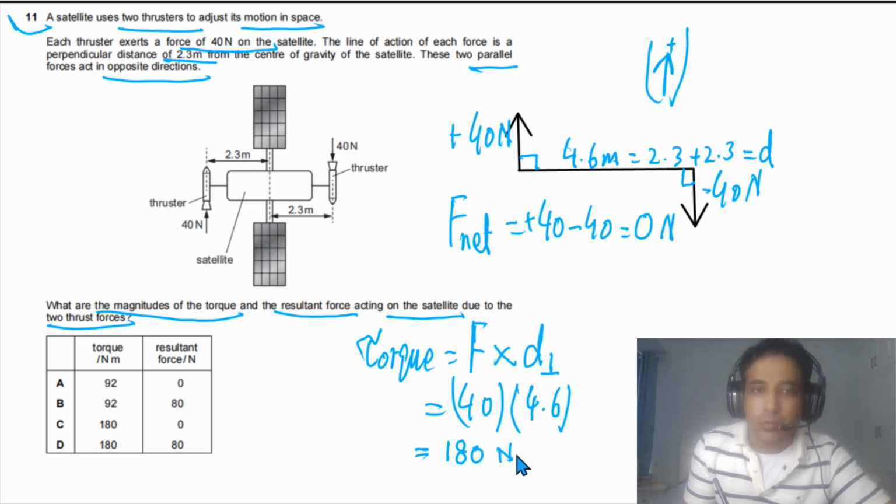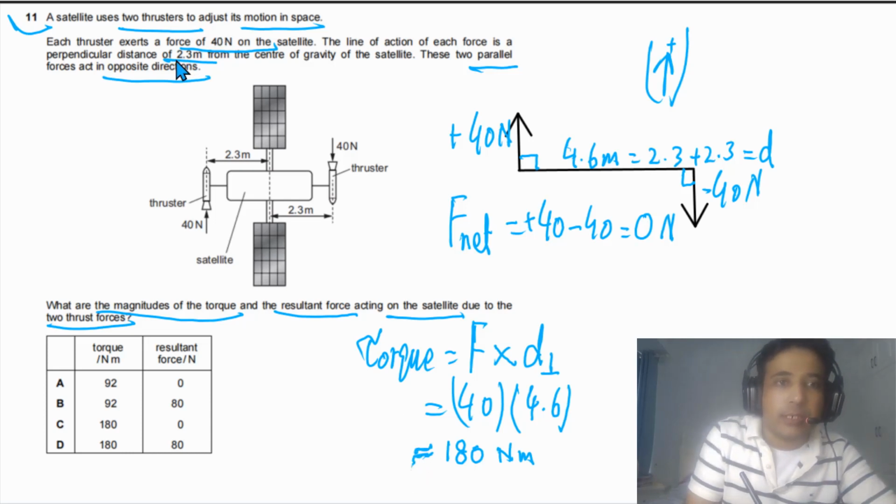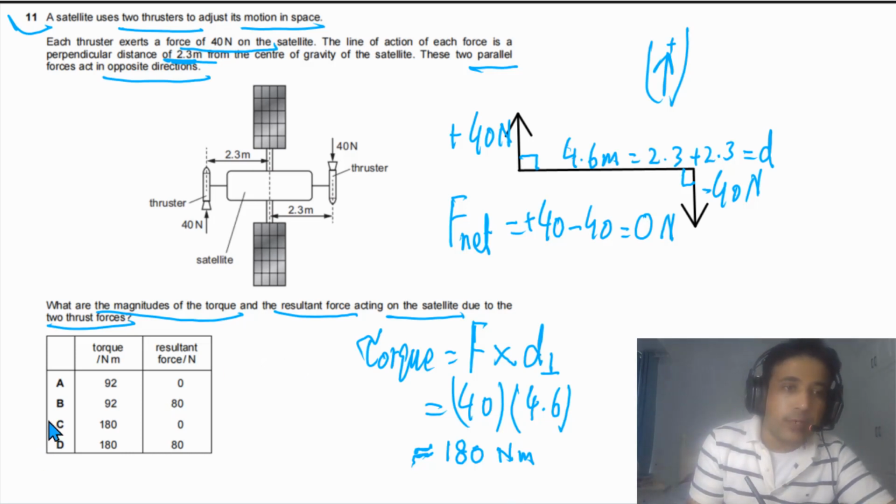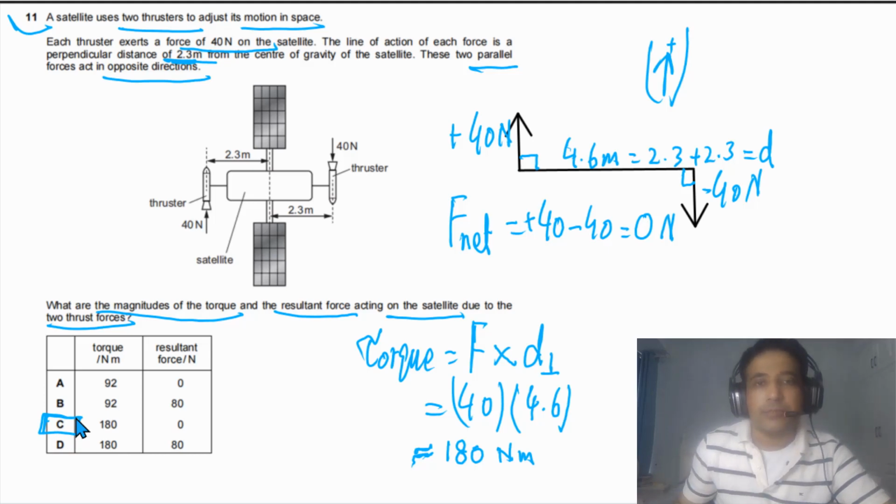So this is 180 Newton meters. So this is up to 2 SF, because over given data, this has 2 SF, this has 2 SF. So that's the reason we are using 2 SF in our final answer. So the answer for this question has to be C. So this is the answer.